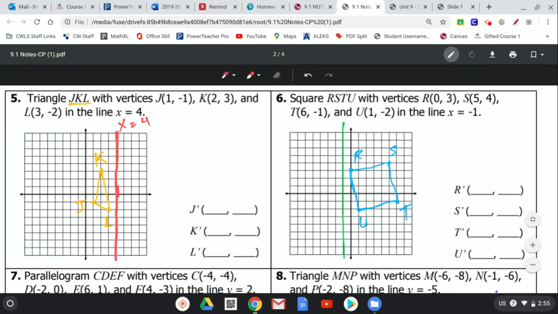I'm going to start over here with L. And if I start with L, L is just 1 unit away. So L prime is going to be 1 unit away. So that's going to be L prime. And that coordinate is 1, 2, 3, 4, 5. So that is going to be 5, -2.